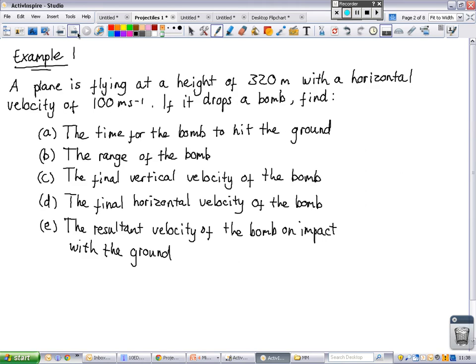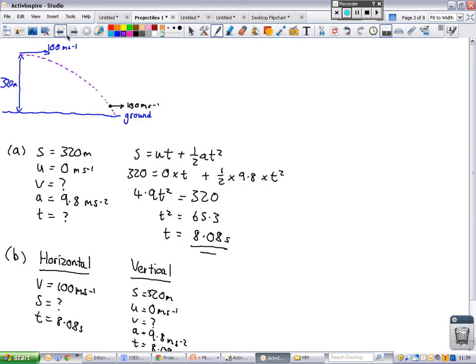So we looked at an example, which was quite a long example, but as we saw when we went through this example, it wasn't too different from our usual equations of motion calculations. The time for the bomb to hit the ground, we can calculate that just using SUVAT in the same way. The range of the bomb, that's different. The final vertical velocity of the bomb, we can calculate that using SUVAT. The final horizontal velocity of the bomb, that was new as well. So as we go through this, we just write down SUVAT. We solve this in the same way.